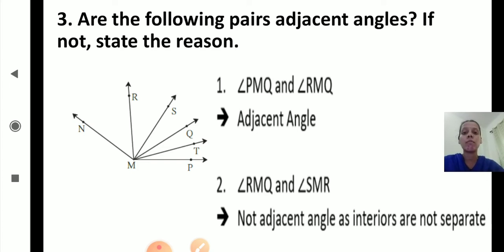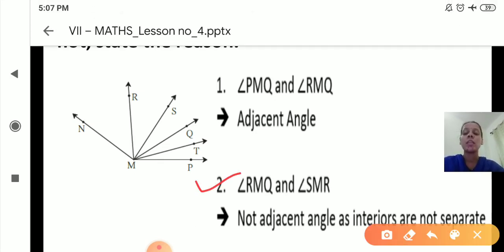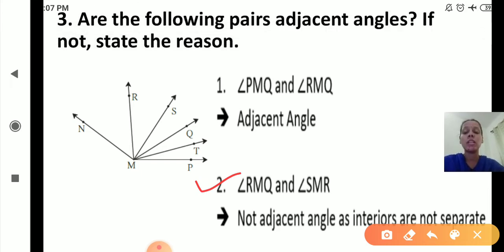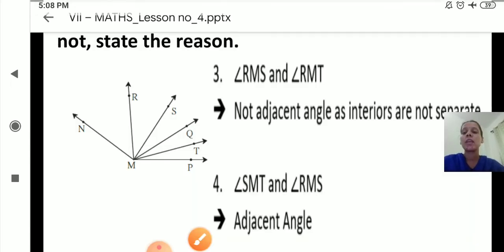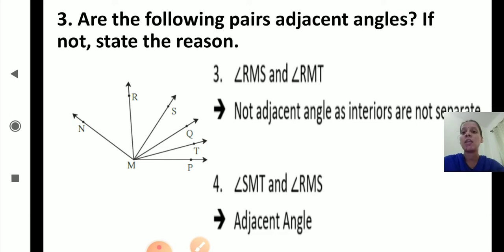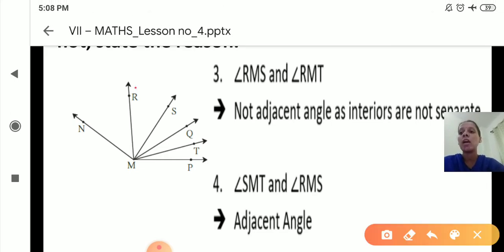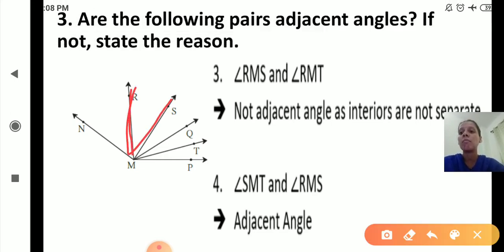Okay, and what is the definition we have seen? That is, two angles which have a common vertex, a common arm and separate interiors. But here, as you can see, they are not adjacent because interiors are not separate. They are having a common interior, so they are not adjacent. Now the next one is angle RMS and angle RMT. Again, they are also not adjacent as interiors are not separate. They are having common interiors, so they are not adjacent angles.